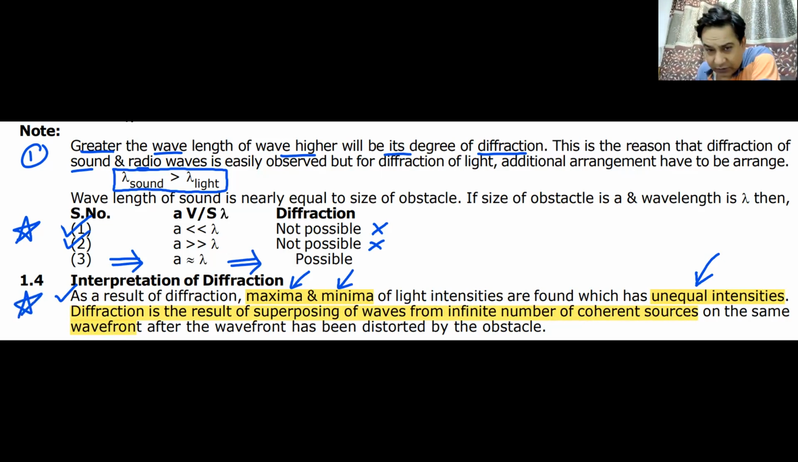Most of the questions that you will find in diffraction, polarization, interference, they will be of theoretical nature. You can simply mark them if you know it. And these are the points that you need to remember. I'll give you a minute to note this point down.